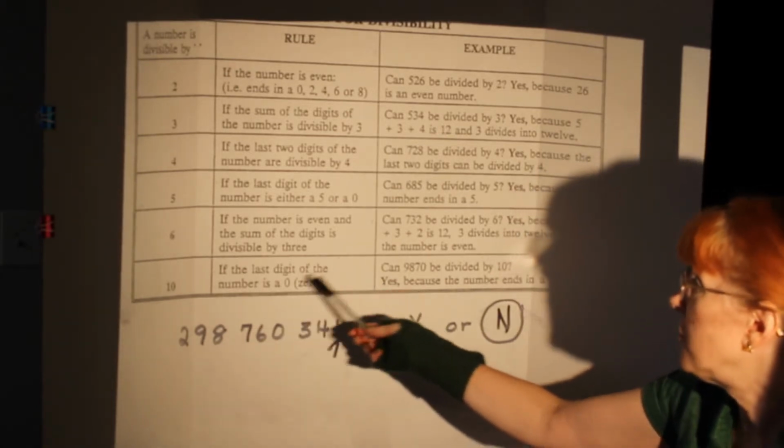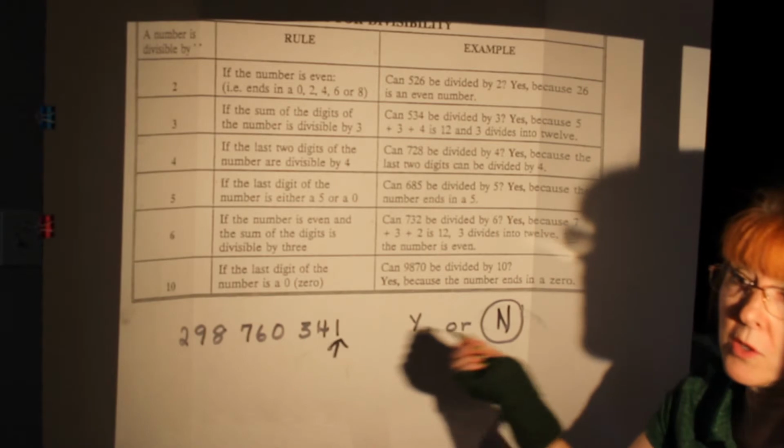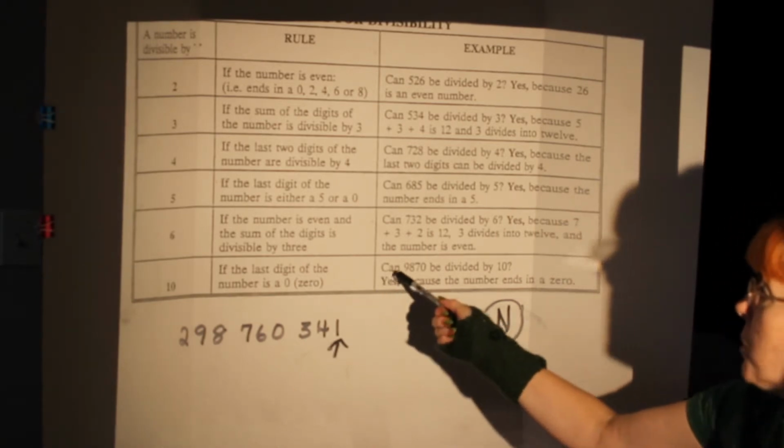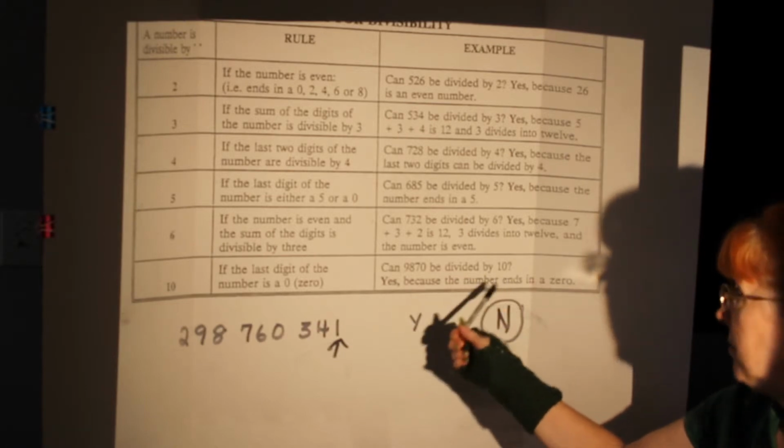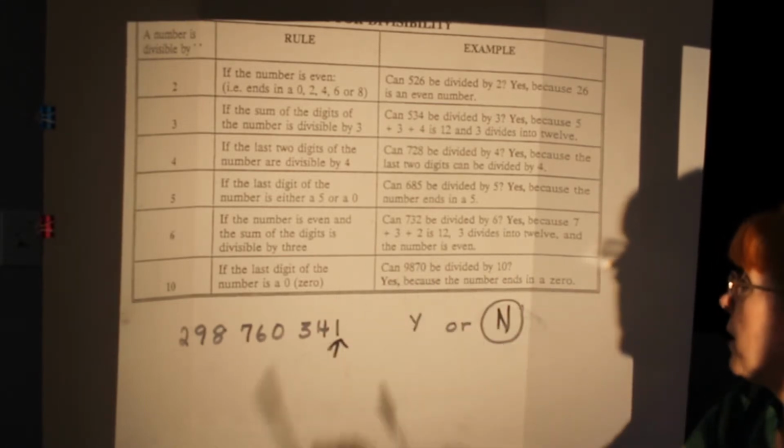For 10, the last digit is 0. That one's another obvious one. Can 9,870 be divided by 10? Yeah. 0 here, 0 there.